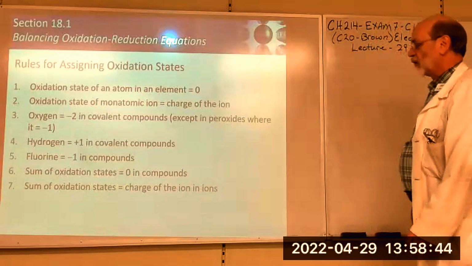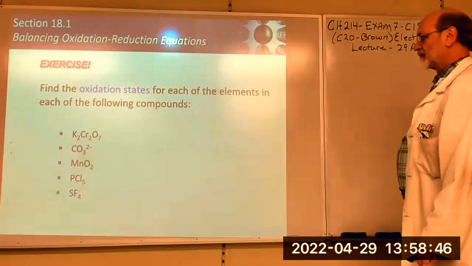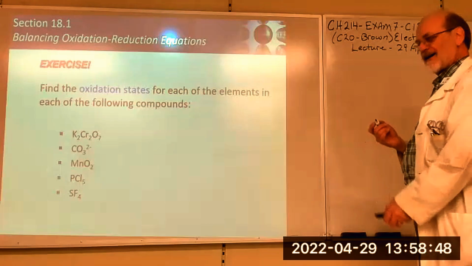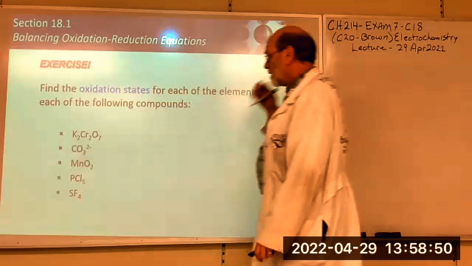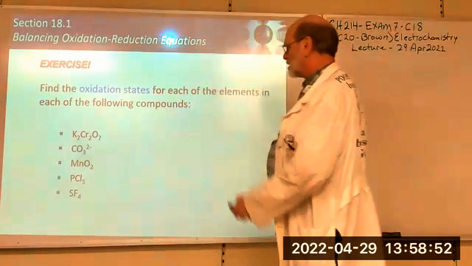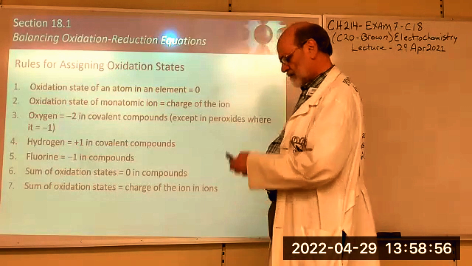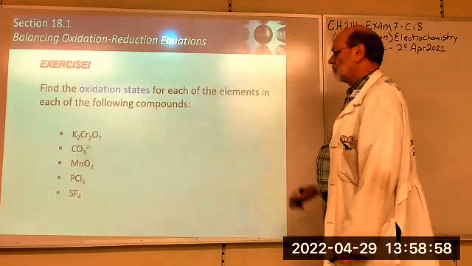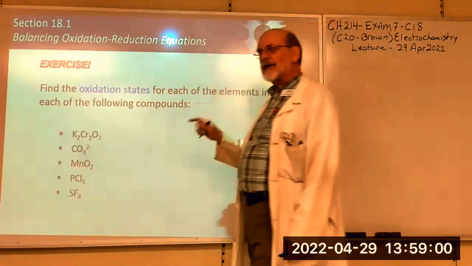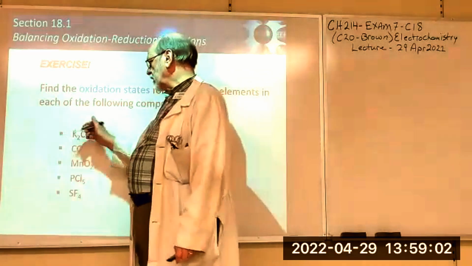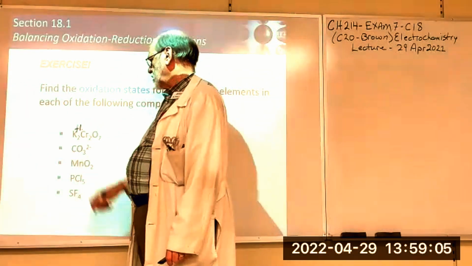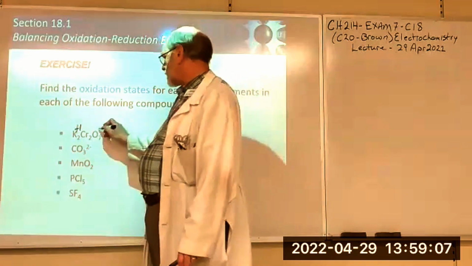We'll do some examples right now, as a matter of fact. Okay, so let's see. I think I left one out. I did. All alkali metals, first group, they're always +1. And then the oxygen's -2.